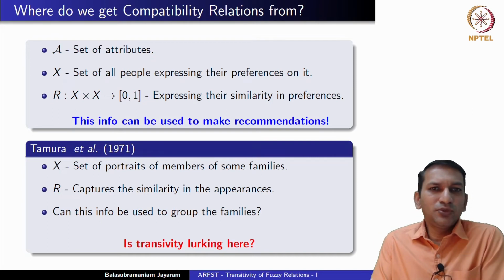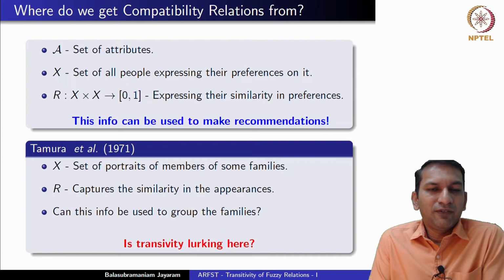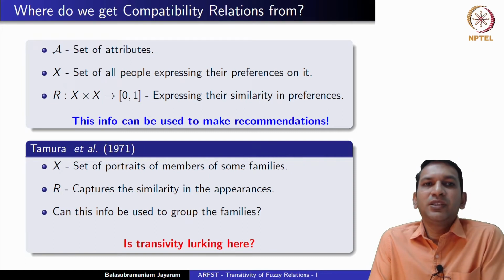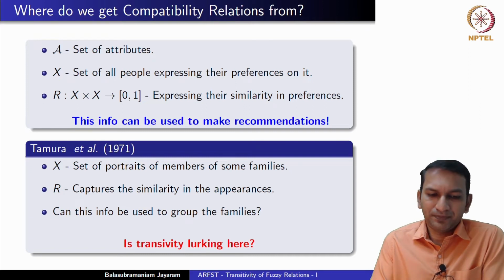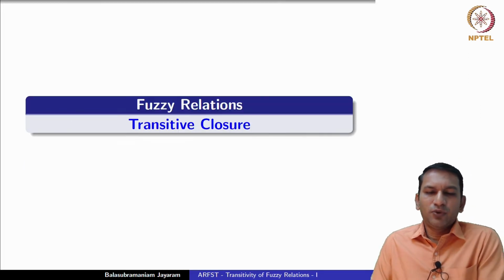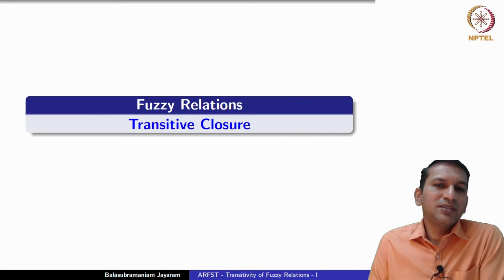So you see here, in these two scenarios that we have actually extracted fuzzy relations which are unlikely to be transitive. However, they are symmetric and they could easily be made reflexive. For instance, when we are talking about preferences, take two people who have given preferences on the same set of attributes. If x and y are same, then the preference level matches completely and you could give a similarity value of 1. Well, let's move on. Let's look at what is transitive closure.